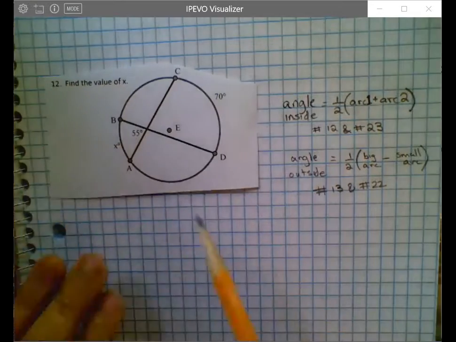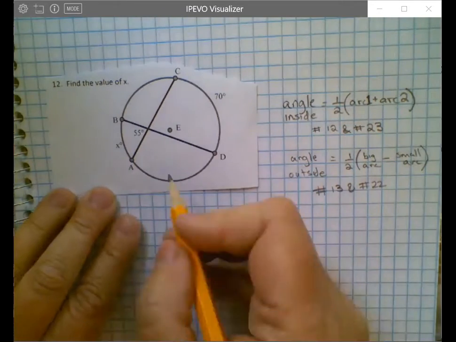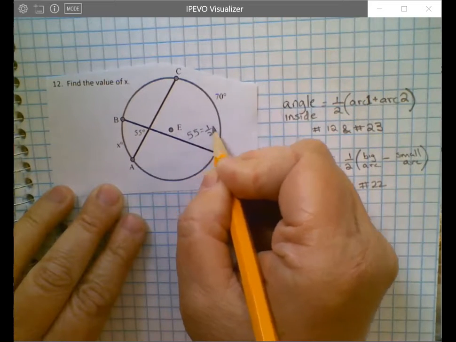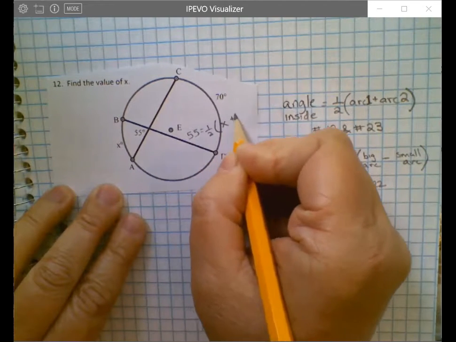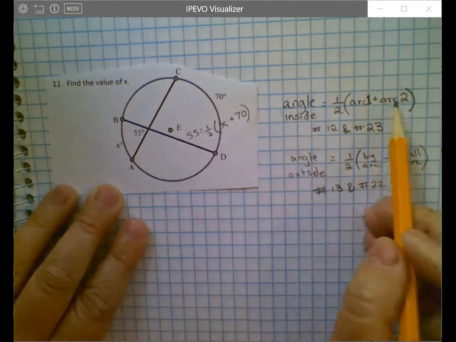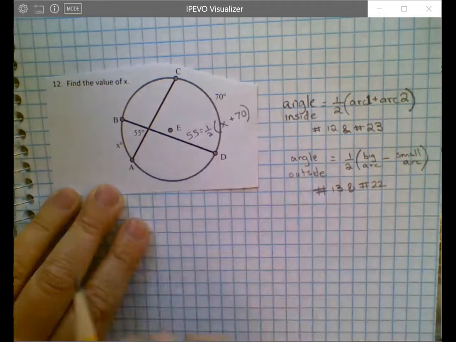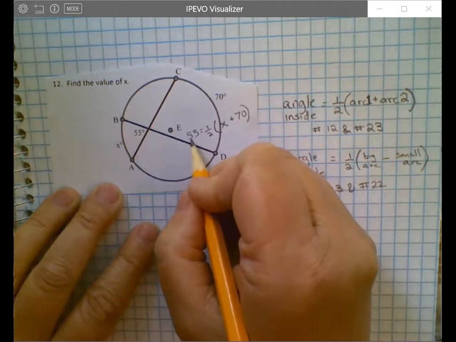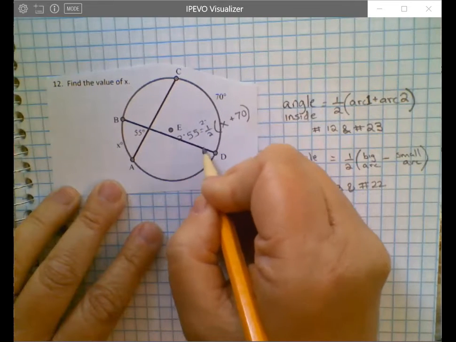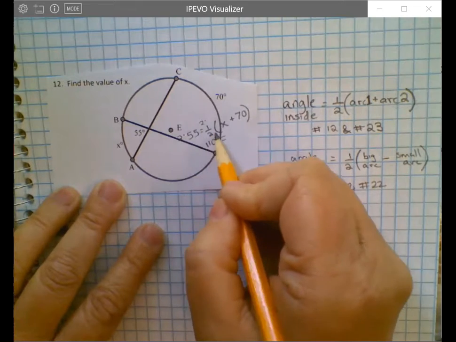For number 12, we have here the angle is 55 and our arcs are x and 70. So 55 equals 1/2 x plus 70. We just fill in what we know into this formula. All right, the easiest way to get rid of this 1/2 is to multiply both sides by 2. 55 times 2 is 110. And then when we multiply 1/2 by 2, that all cancels out.